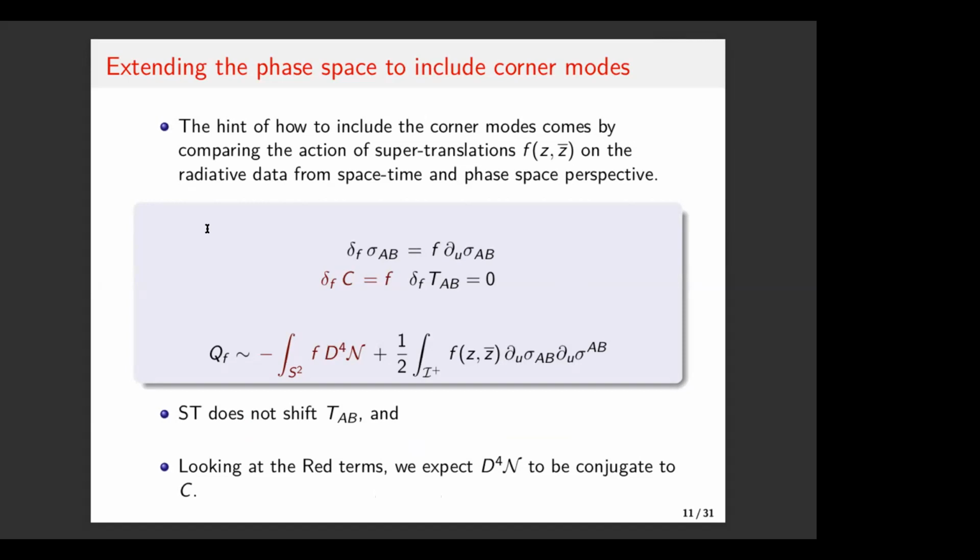But we could also do phase space analysis, and it turns out that the supertranslation charge at, say, scri plus has the form which is written here. If you look at the first term, it's very instructive to think that this D is just the sphere derivative, and D^4 I just schematically write as the fourth sphere derivative. But we clearly see that this D^4 N is sort of conjugate to C. I mean, that's what we would expect. And that's the insight that HLMS used to incorporate these modes in the phase space.